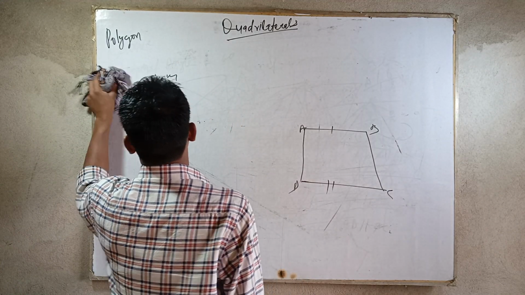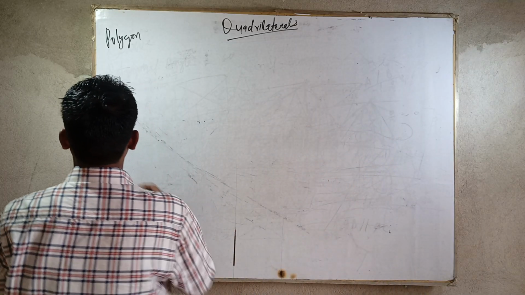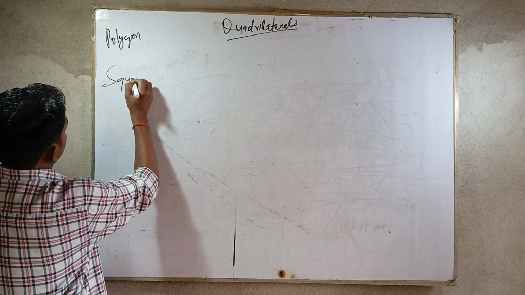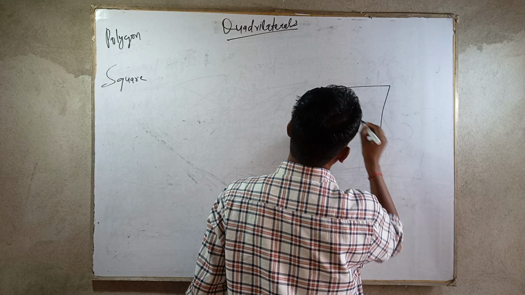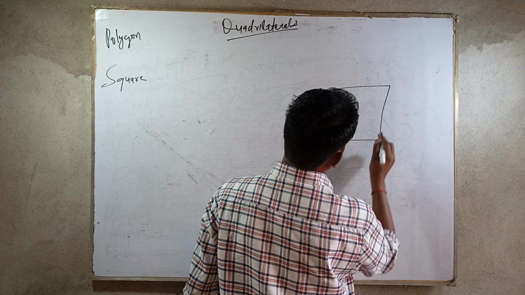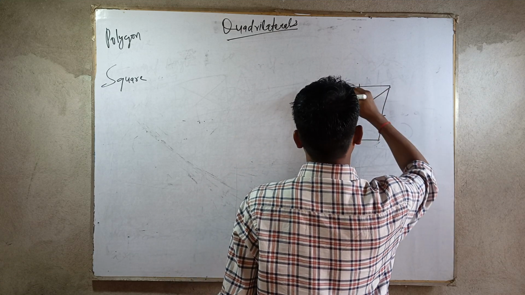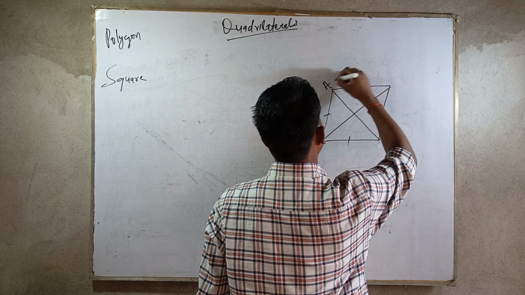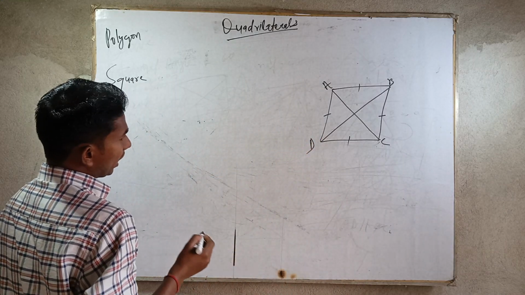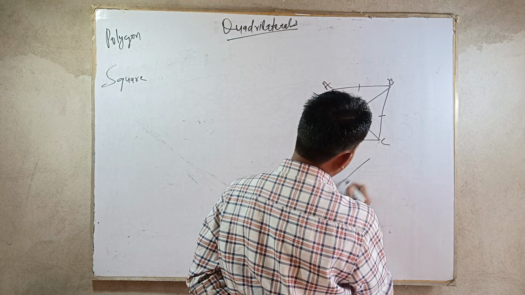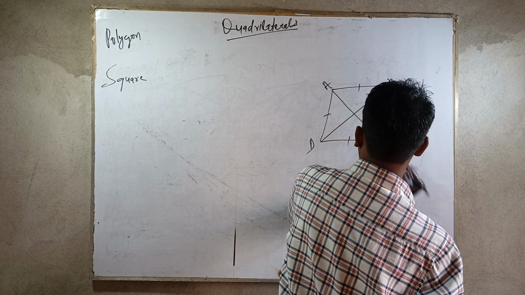Next one is about a square. In a square, all sides are equal. This one is called a square. In a square, two diagonals are drawn, A, B, C, and D. And now I will compare it with a rhombus next.